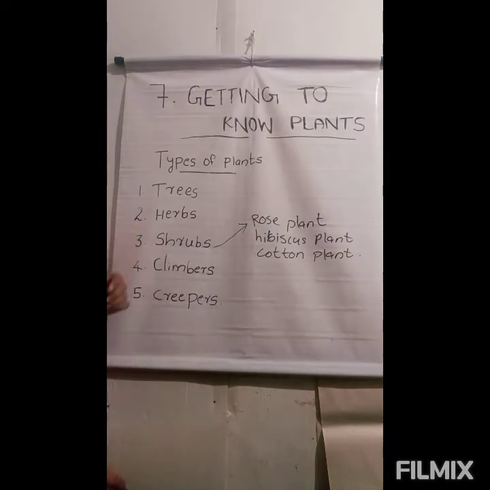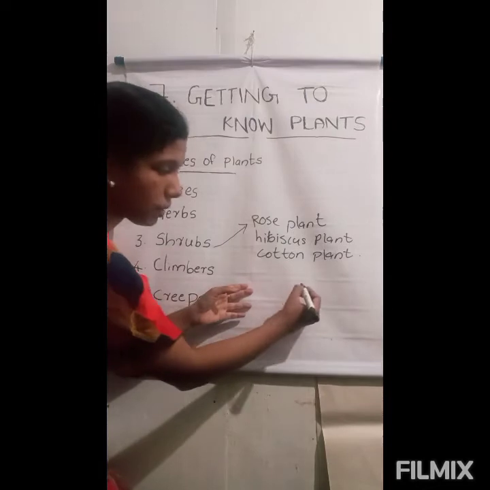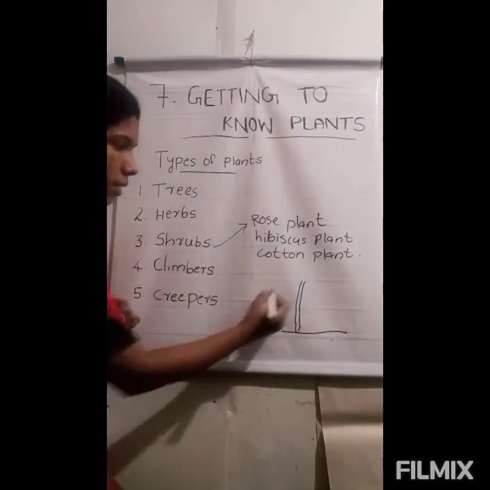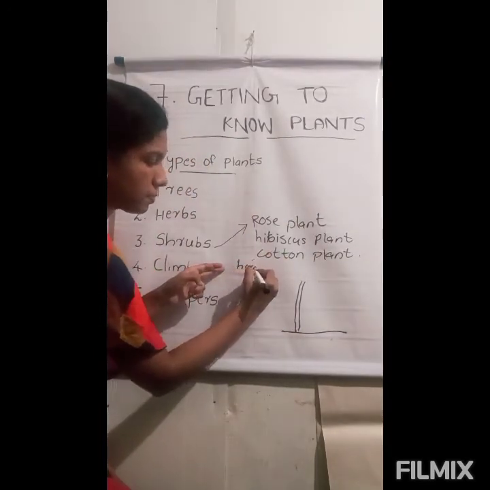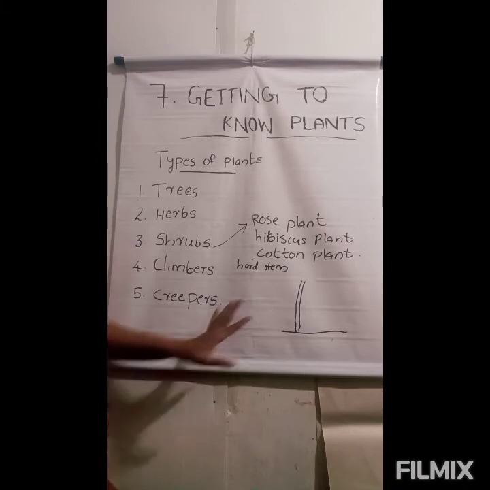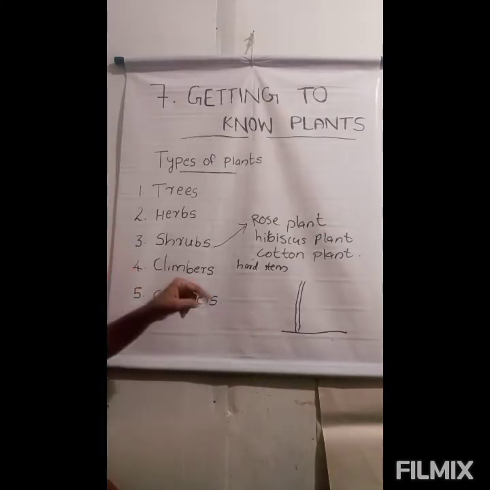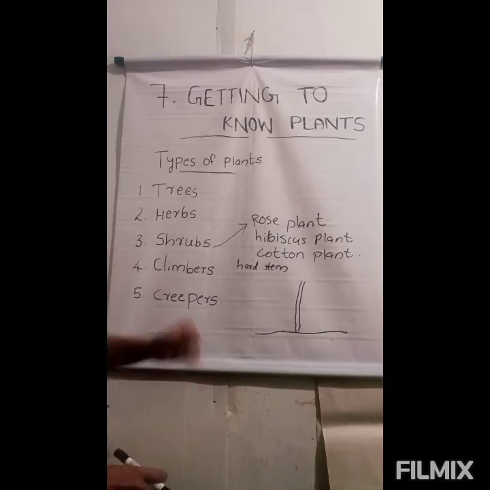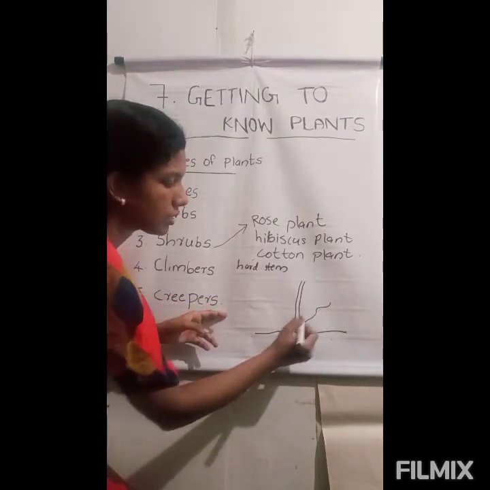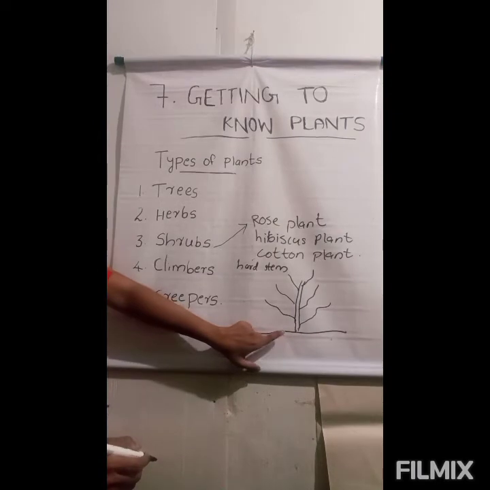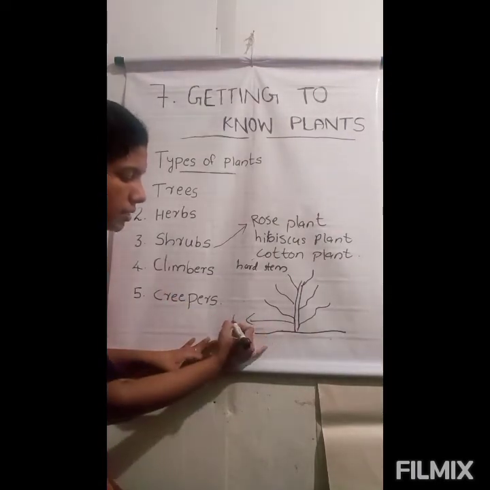So what is the peculiarity of these shrub plants: rose plant, hibiscus plant, cotton plant, etc.? These plants are very short, but they have a hard stem. It may be a thin stem, but it is very hard. Another peculiarity of shrubs is that they have branches from the base, which means at the bottom position. These plants have branches from the base itself.